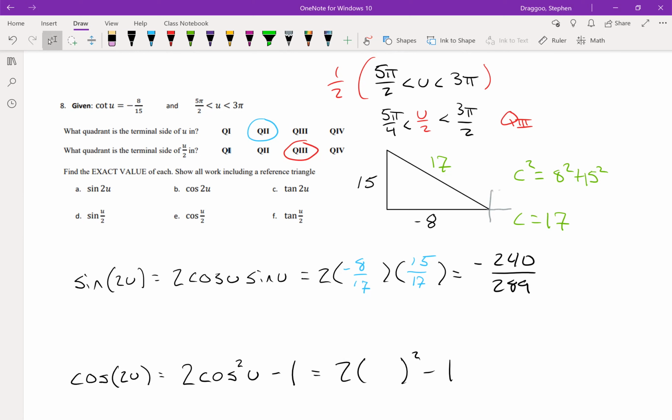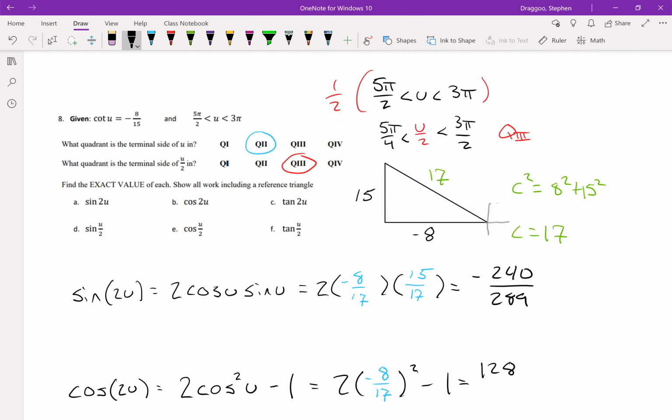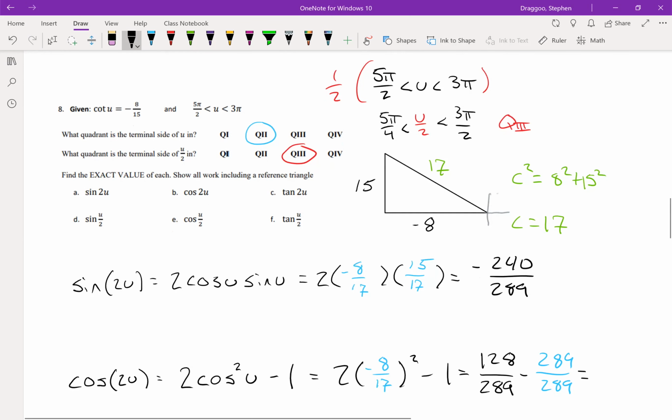On to the cosine of 2u. This time I decided to use one of the other double angle formulas for cosine, which is 2 cosine squared minus 1. So we'll plug in cosine, which was negative 8 over 17, and we will get 2 times 64, which is 128 divided by 289, minus 289 over 289, which after some simplification comes out to negative 161 divided by 289.